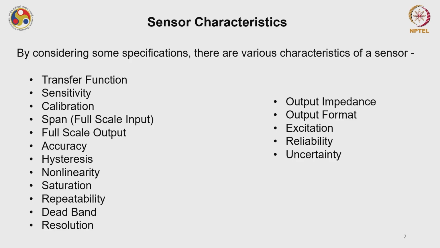Output impedance is a very important characteristic of a sensor because it will define the complete setup of the interface circuit. So we will see what output impedance is. Output format means the electrical form of the sensor's output: is it charge, is it current, or is it voltage. Then excitation, reliability, uncertainty, and so on. In this module, we will see these characteristics in little detail. The characteristics that I am discussing are independent of the sensor; we will define them for particular sensors from module 4.